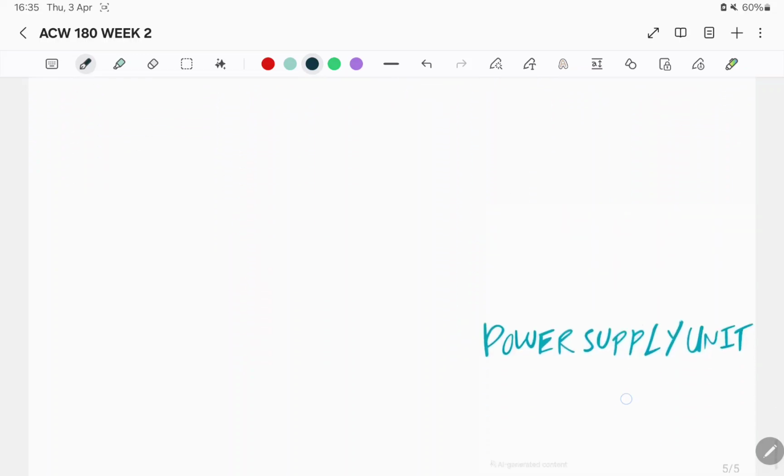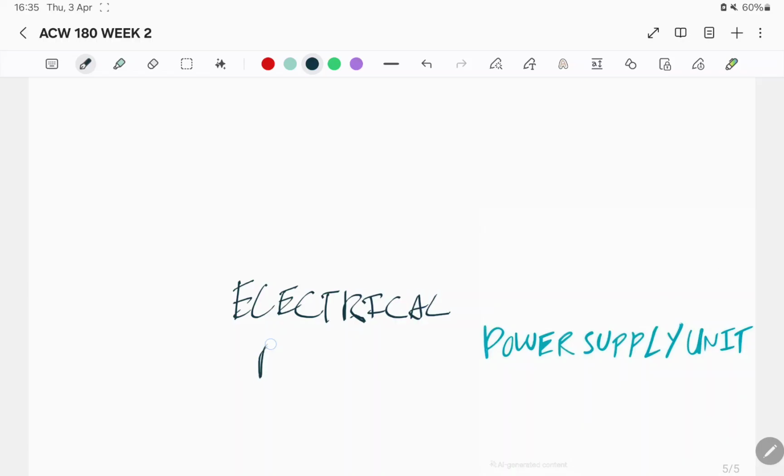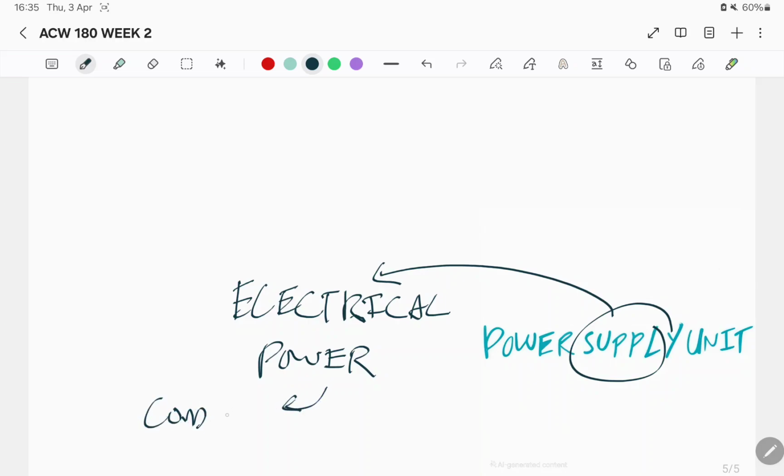Whereas the power supply unit is responsible for supplying the computer with electric power. Electric power. It supplies electric power to the computer, slash the components inside the computer.